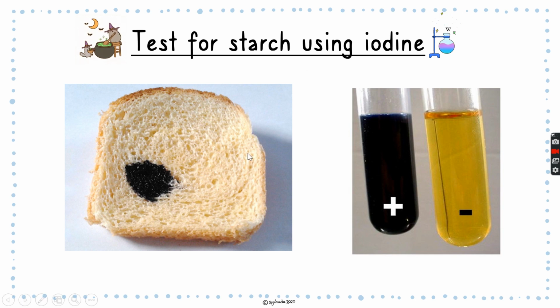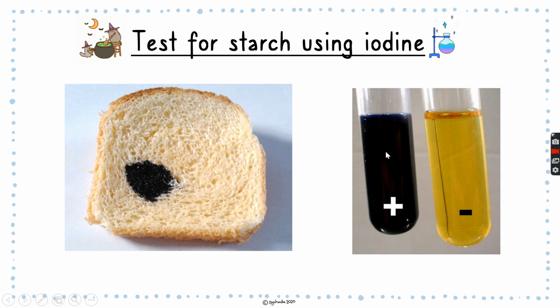So these are 2 examples of results that you will actually see. So this is a piece of bread, and you can see that after adding the iodine solution, it has this kind of black color. We actually call that the blue-black color. So blue-black color means that it is a positive test. That means that there is starch present.